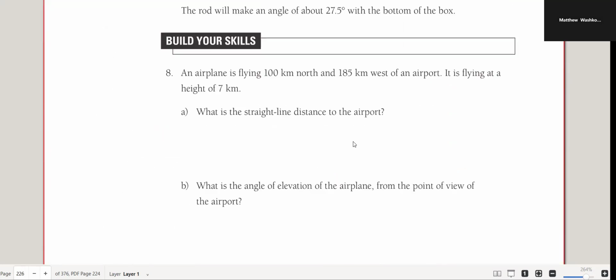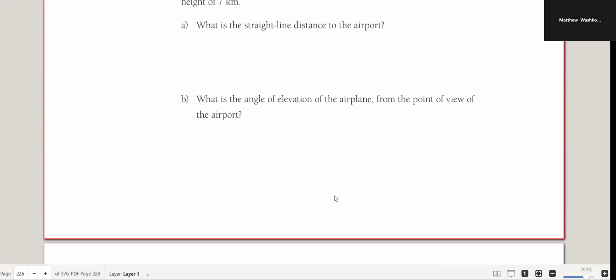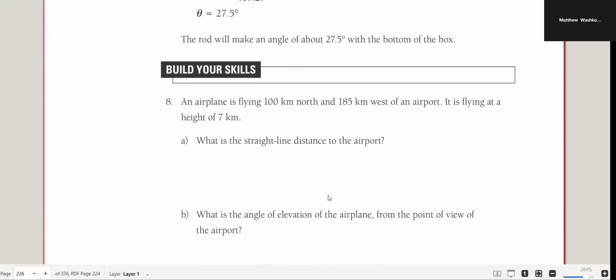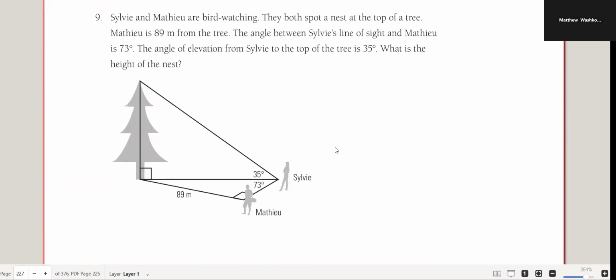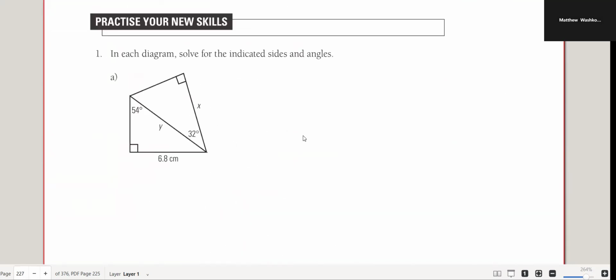Yeah, let's try question 9 here. I'm gonna trust you guys to do these ones here. Trust you to do question 8. I want to do question 9. Last one, and I think that's it. I think that is it before you get going.